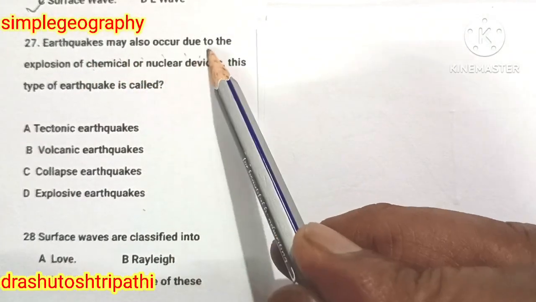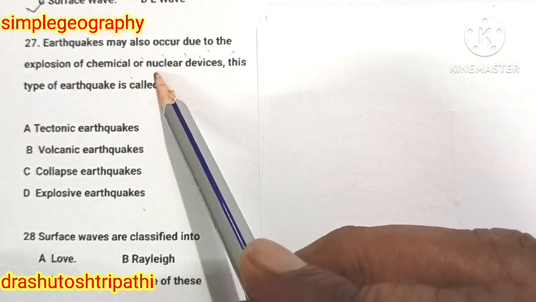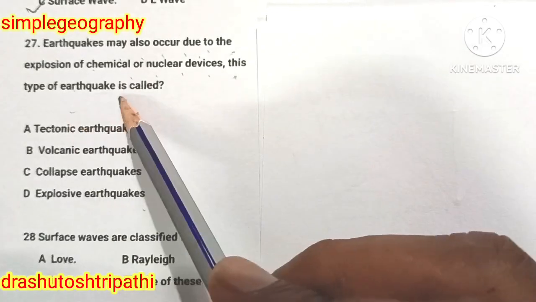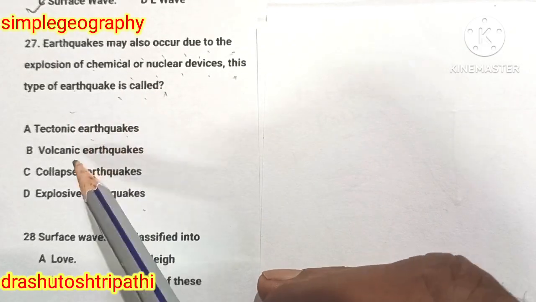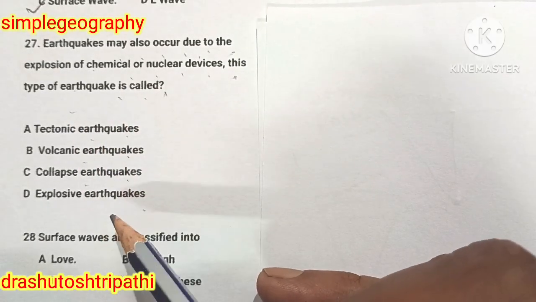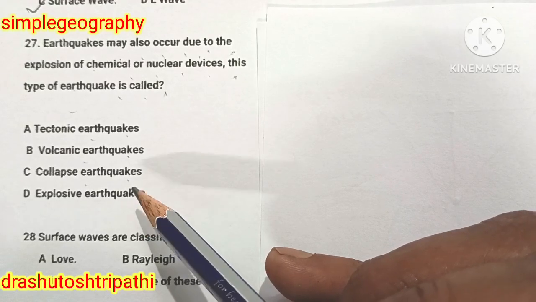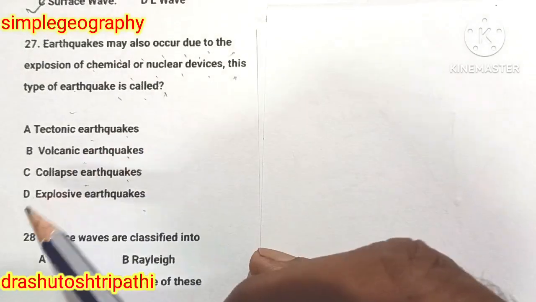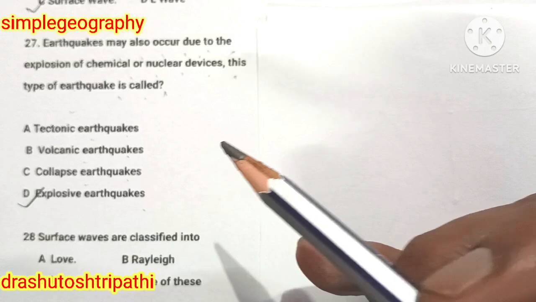Earthquakes may also occur due to the explosion of chemical or nuclear devices. This type of earthquake is called: tectonic earthquake, volcanic earthquake, collapse earthquake, explosive earthquake. The answer is D, that is known as the explosive earthquake.